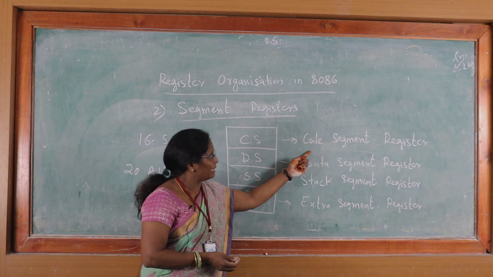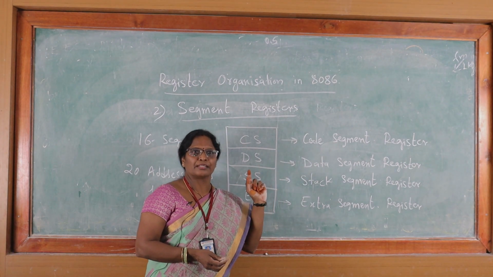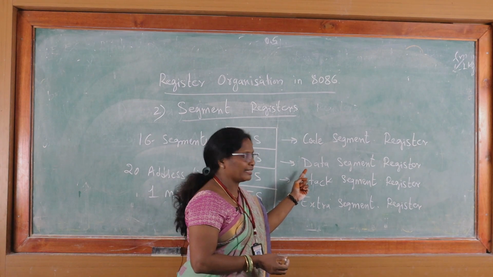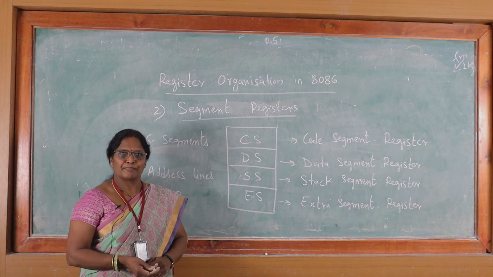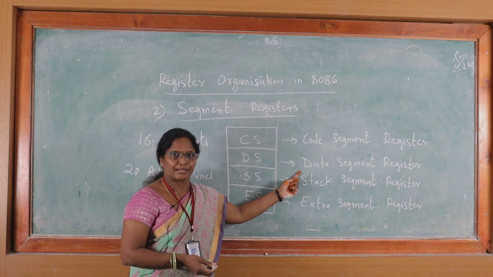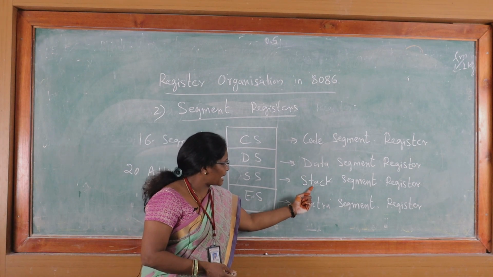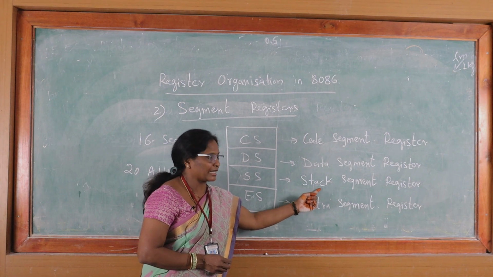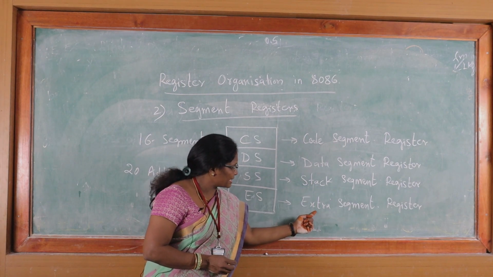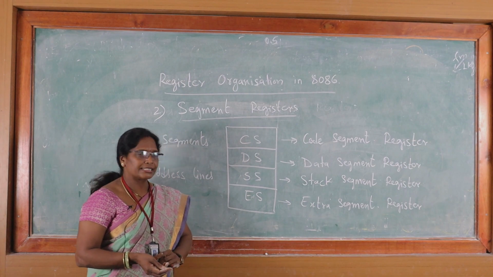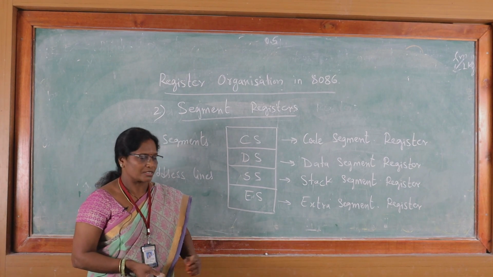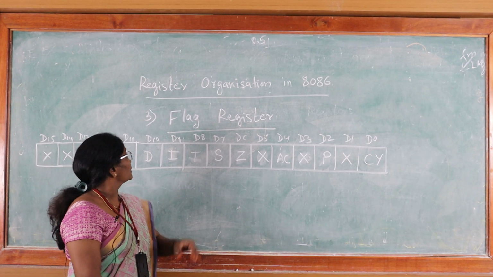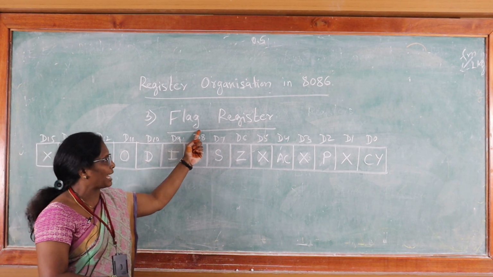So the code segment register is used to store the base address of the code segment. The data segment register is used to store the base address of the data segment. Similarly, the stack segment register is used to store the base address of the stack segment. And the last one is the extra segment register. This register is used to store the base address of the extra segment. Okay.